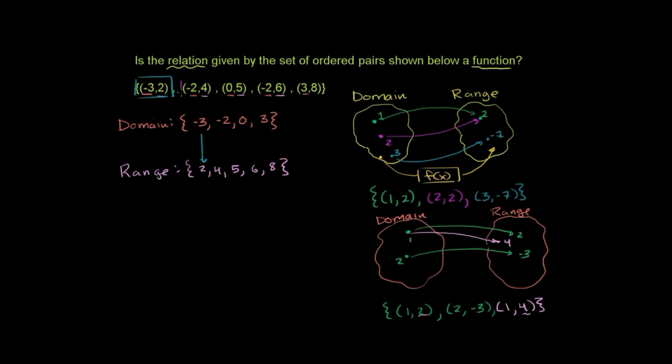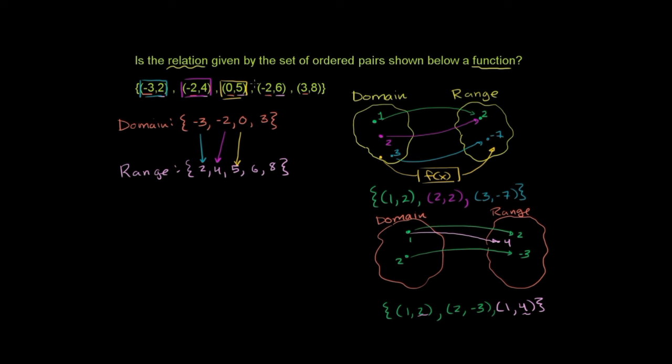Then we have -2 is associated with 4, based on this ordered pair right over there. So the first ordered pair, I don't want to get that confused. It should just be this ordered pair right over here. -3 is associated with 2. Then we have -2 is associated with 4. We have 0 is associated with 5, or sometimes people say it's mapped to 5.